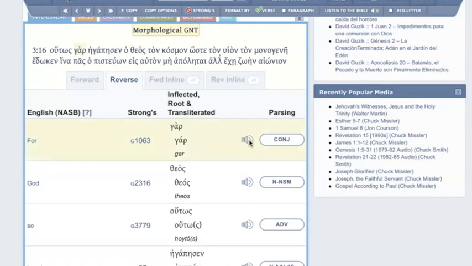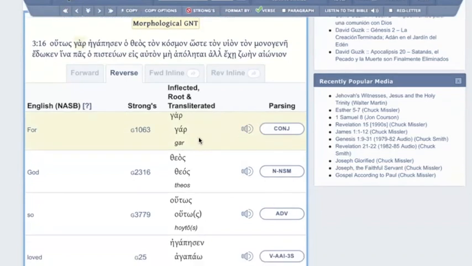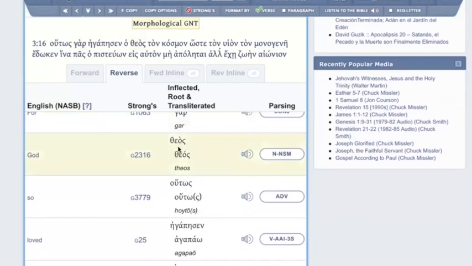Strong's G 1063. Gar. Gar. Well, I don't roll my R's like that. So this word, how do you pronounce this word? Strong's G 2316. Theos. Theos. So you can learn, we learned that that's called a theta, and it makes a TH sound. And the rest of this is pretty easy, an E sound, an O sound, and an S.